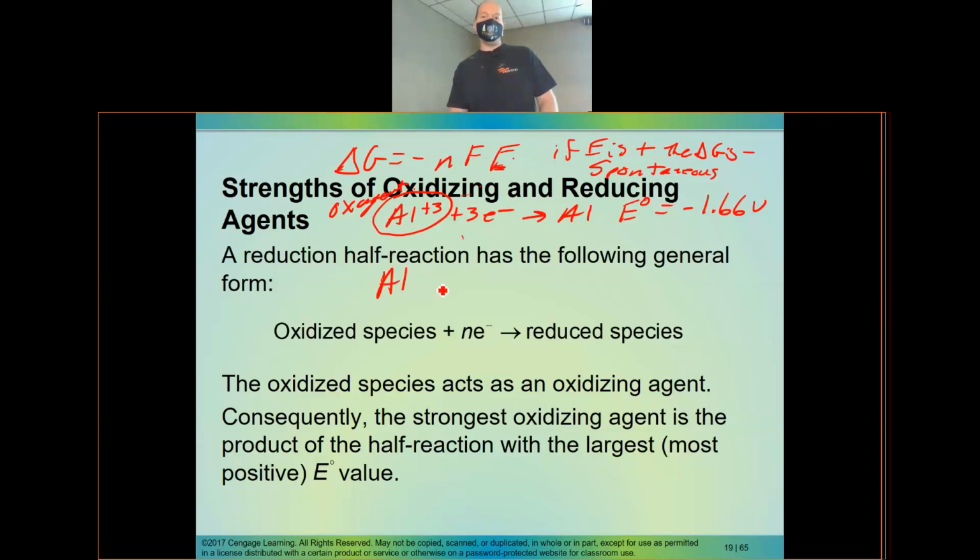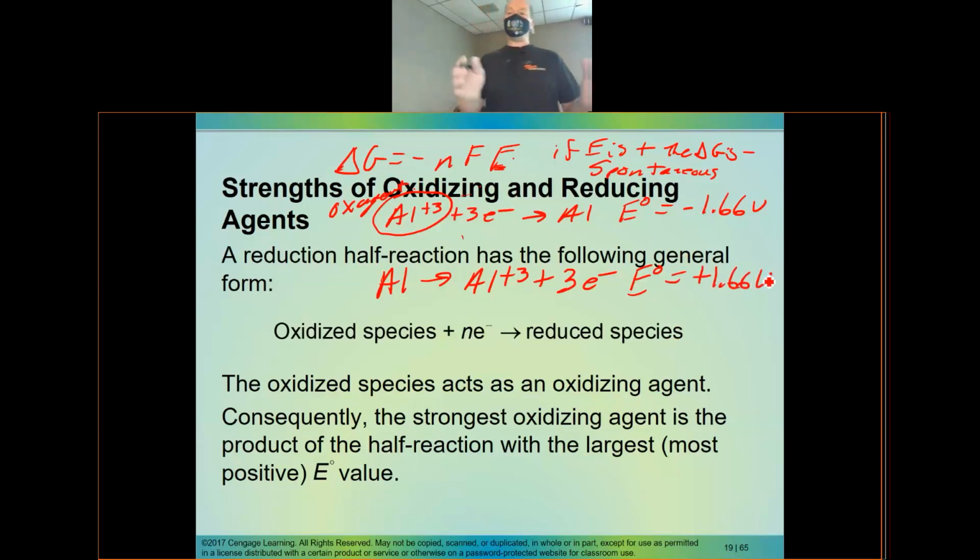However, if we are looking at Al going to Al plus 3 and 3 electrons, and the E value, we reverse the reaction, and so it is a positive 1.66 volts. Now we see that we have a positive E value, which would give us a negative delta G value, which gives us a spontaneous reaction. And so aluminum going to aluminum plus 3 is spontaneous, and so this oxidizes spontaneously. So that means that this is a strong reducing agent.